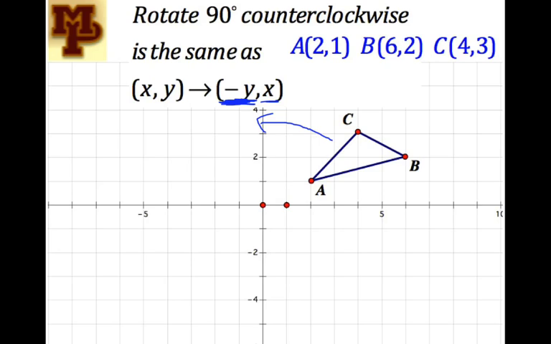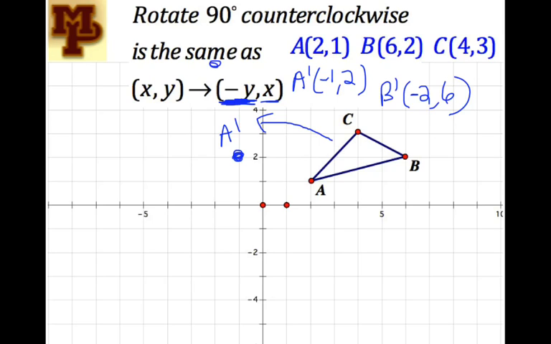All right, so this one, A prime, they switch, so that's going to be, and again, that would be negative 1, 2. So that's negative 1, 2, and that's A prime. And then B prime, that would be negative 2, 6. Negative 2, 1, 2, 3, 4, 5, 6.